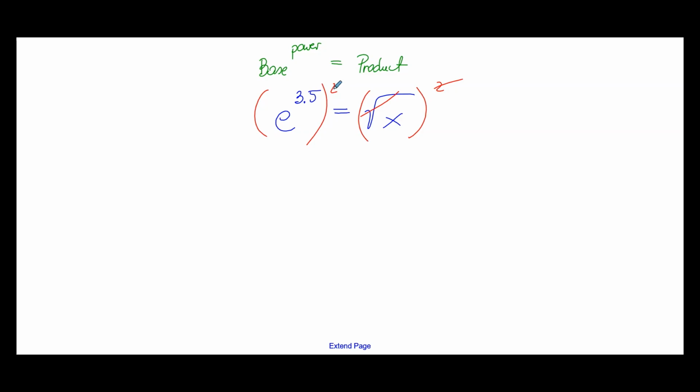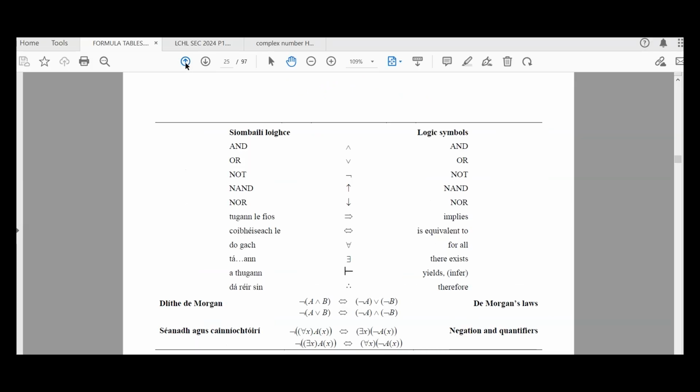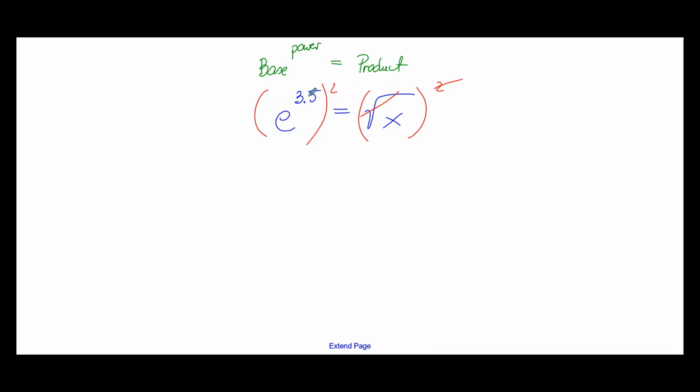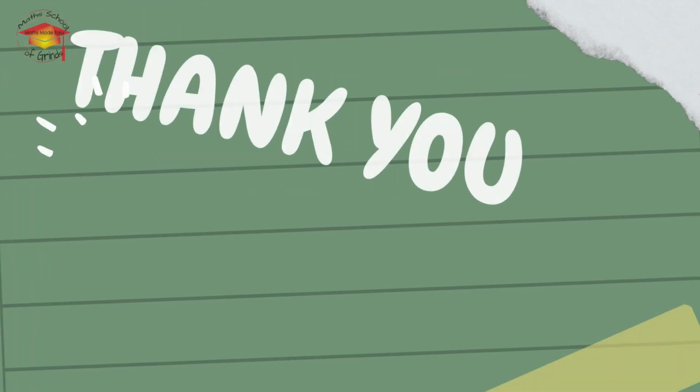What do I do with these powers? Well, we have a formula in our table. Where is that? There it is. And it's saying if we have two different powers, what do we do with them? We multiply. So basically 3.5 multiplied by 2. We put that in the calculator, we get that is 7. And therefore we have our answer in the form that they were looking for.